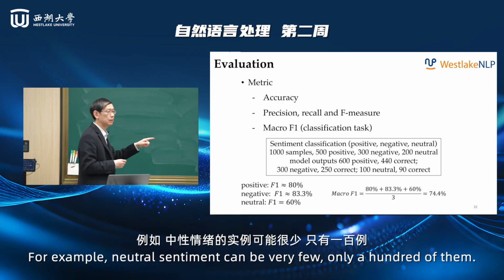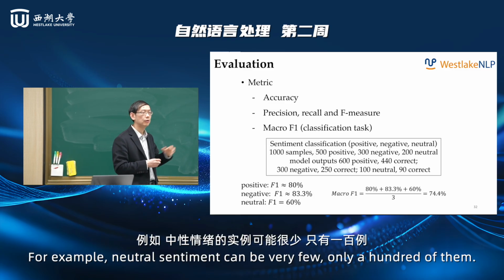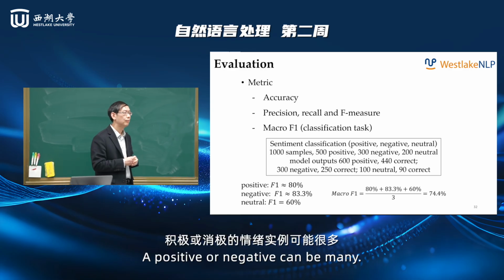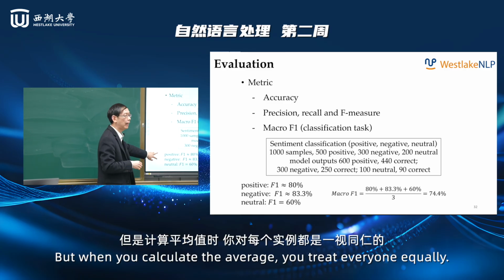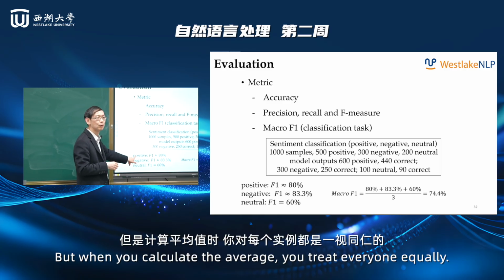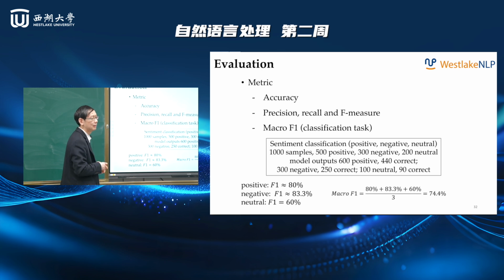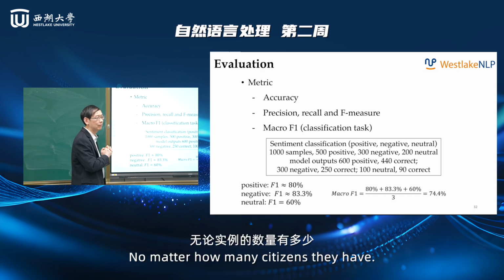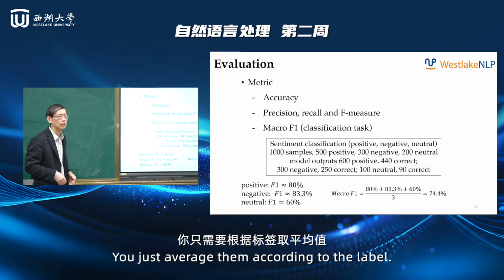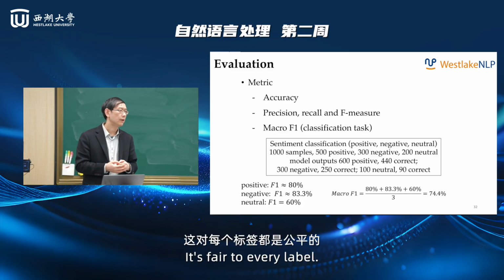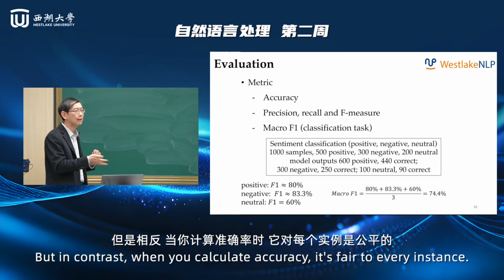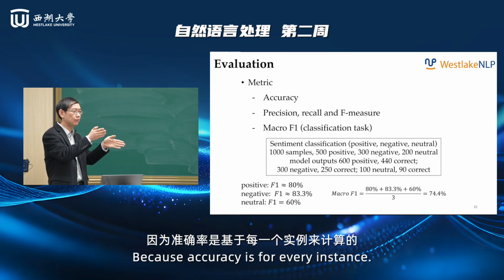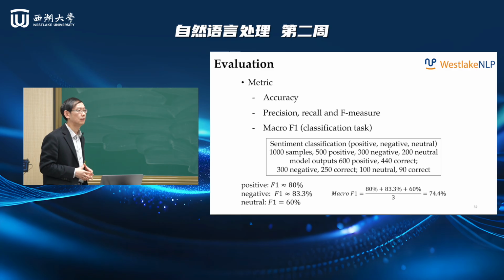So for example, neutral sentiment can be very few, only 100 of them. Positive and negative can be many. But when you calculate the average, you treat everyone equally, right? No matter how many instances they have. You just average them according to the label. So it's fair to every label. But in contrast, when you calculate accuracy, it's fair to every instance, right? Because accuracy is like for every instance, am I correct?